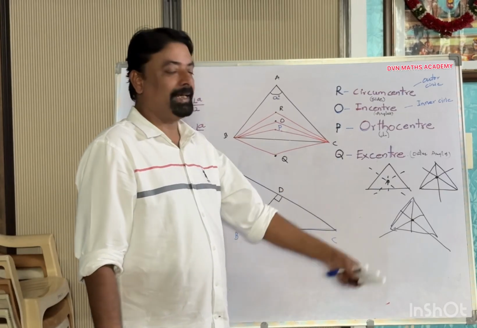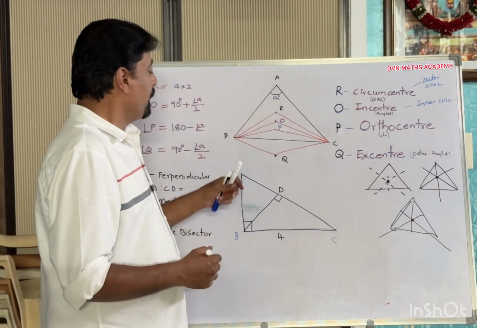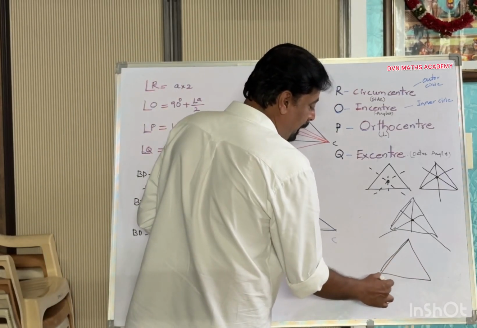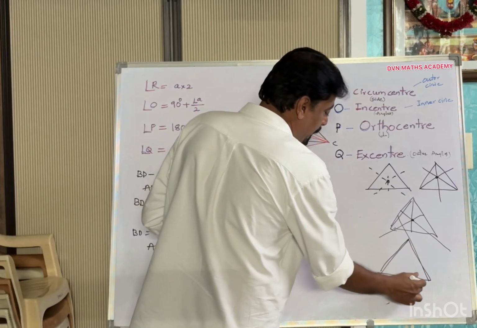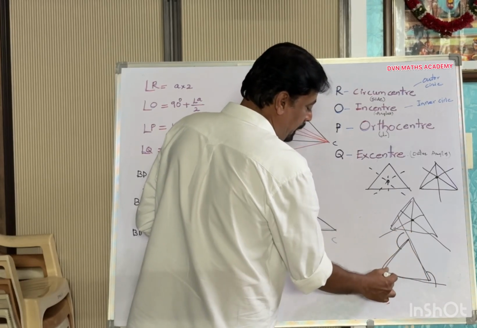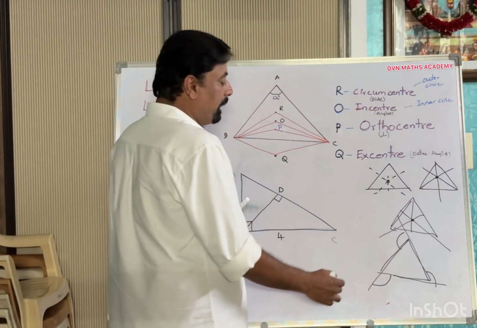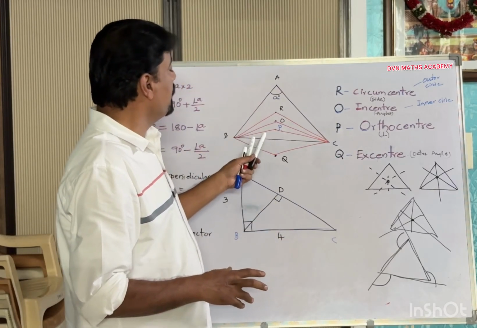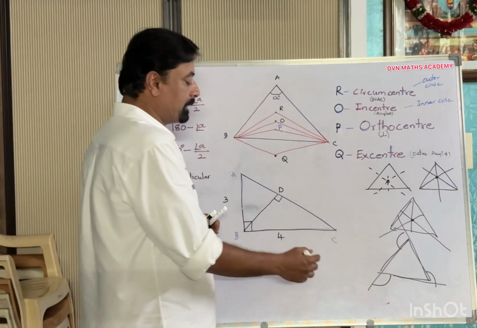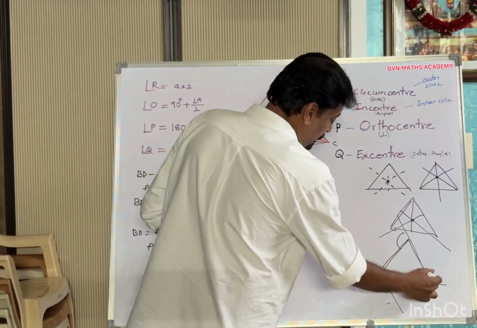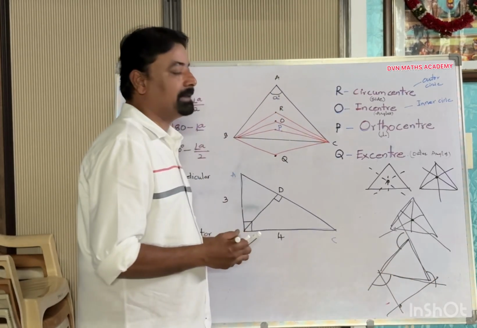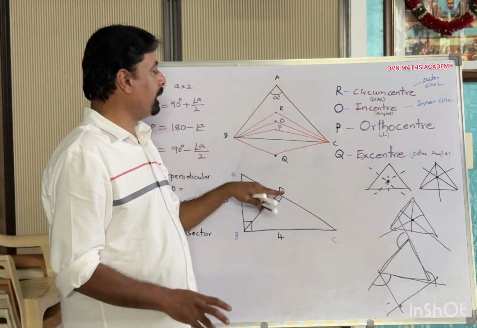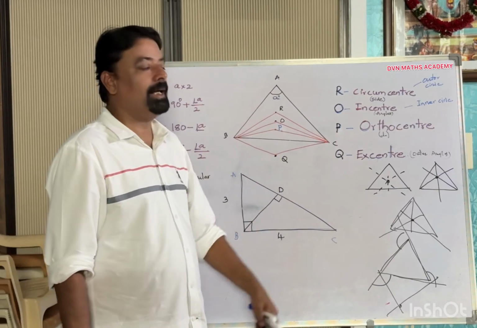And this Q is called the excenter. Excenter is nothing but, if you draw any triangle, every triangle has three exterior angles. This is one exterior angle, and this is one exterior angle, and this is one exterior angle. Where the bisectors of any two exterior angles meet, that is called the excenter. So R is the circumcenter, O is the incenter, P is the orthocenter, and Q is the excenter.